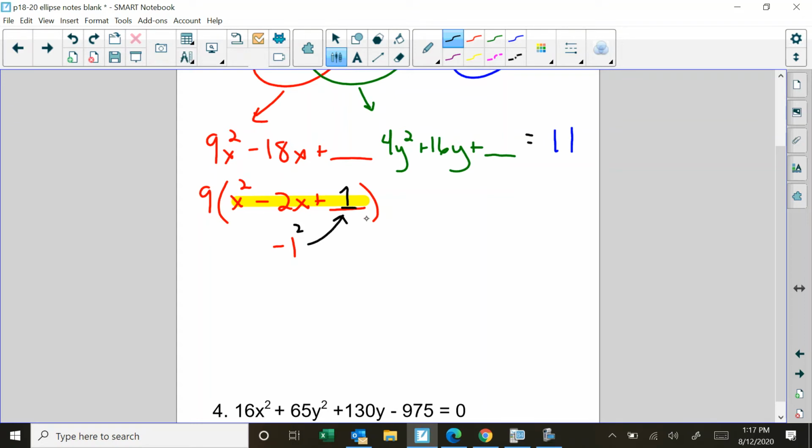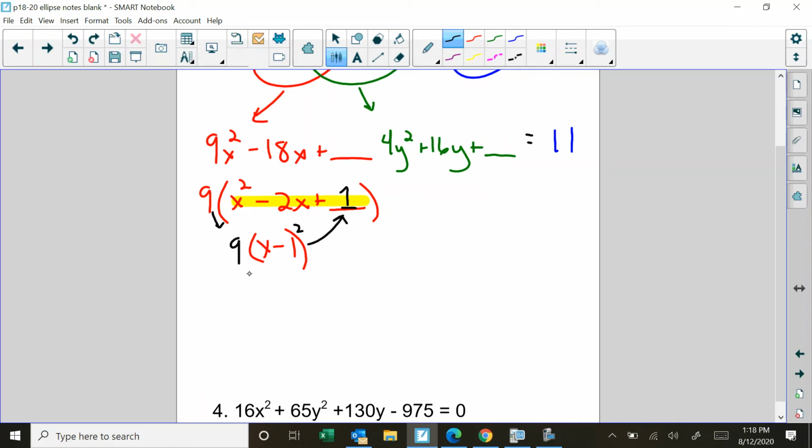So you have a perfect square trinomial that is highlighted in yellow. And so what happens there is you've created a factorable trinomial that becomes x minus 1 squared, which is part of the standard form of the ellipse. As 9 has to drop down and stay in front of, let's turn that into red, and stay in front of that factor.